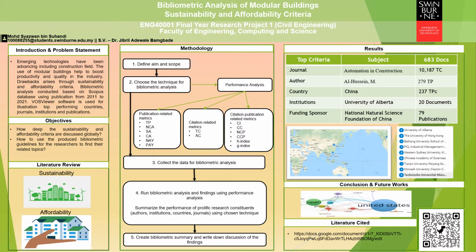The objective of this research paper is to find how deeply the sustainability and affordability criteria are discussed globally, and how to use the produced bibliometric guidelines for researchers to find related topics. Other than that, this paper will also find what the detailed drawbacks of modular buildings are in sustainability and affordability criteria, and what recommendations there are for future researchers to consider related to modular buildings in sustainability and affordability criteria.